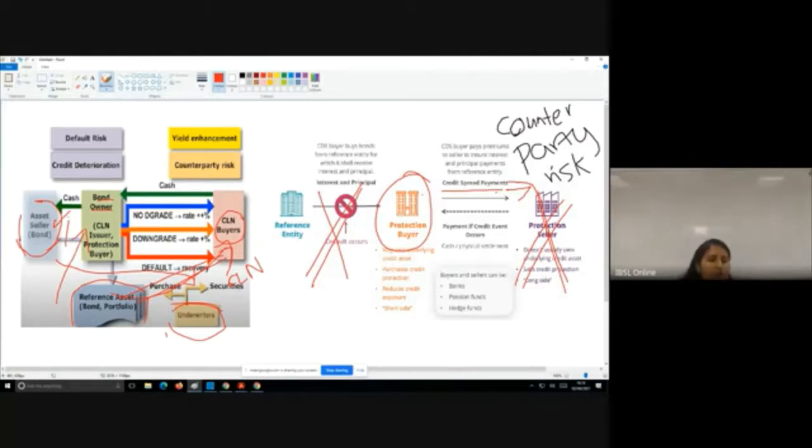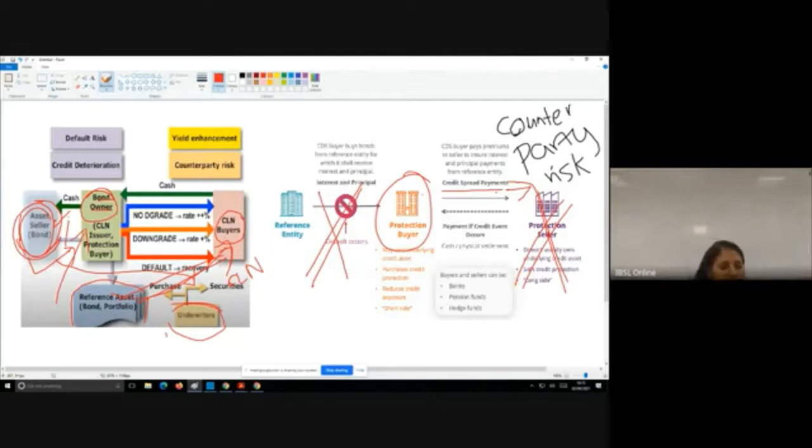Why? Now the bond owner is not facing any counterparty risk. He has already collected the money. Okay. The CLN buyer now depends on the bond owner. Why? When the bond issues the repayment, that repayment has to be paid to the CLN buyer by the bond owner. If the bond owner doesn't repay, then the CLN buyers won't get their return. Okay, that's how they assume default risk, credit risk, and also counterparty risk.